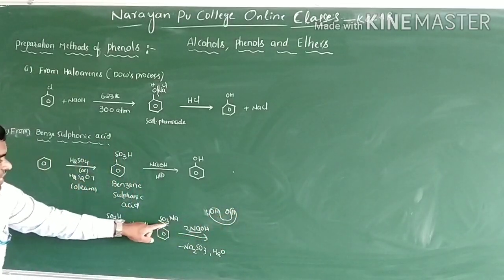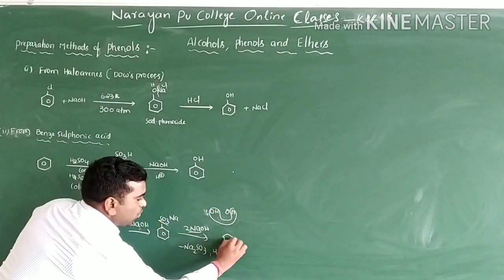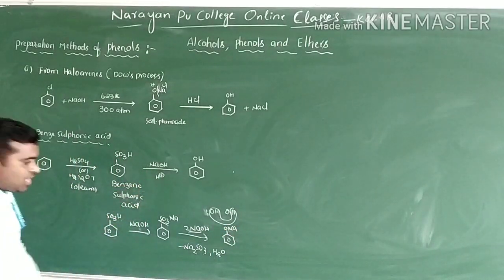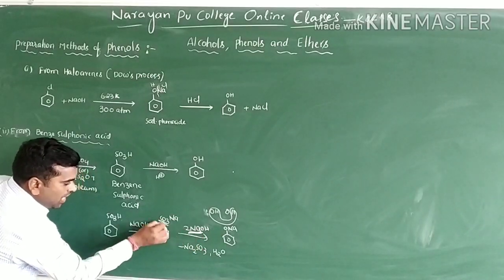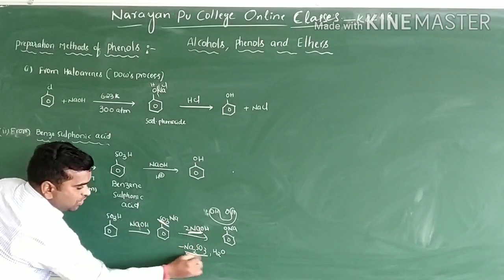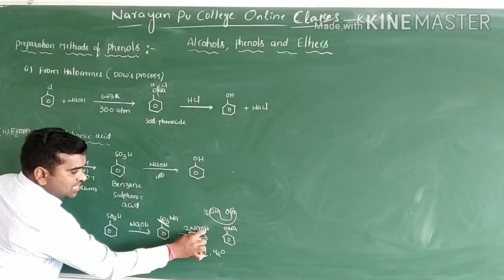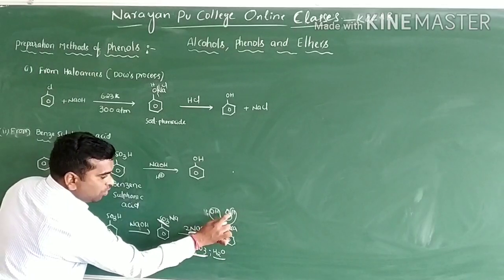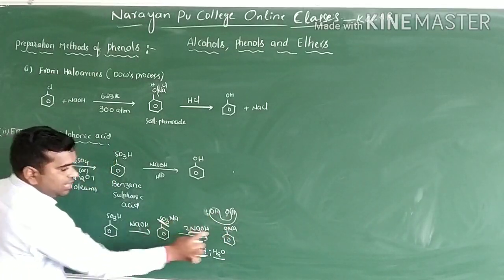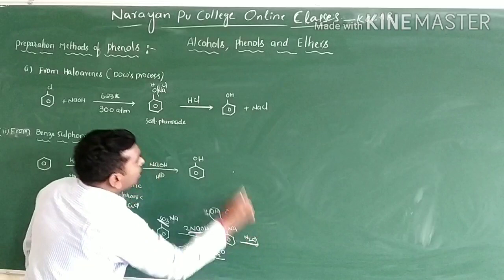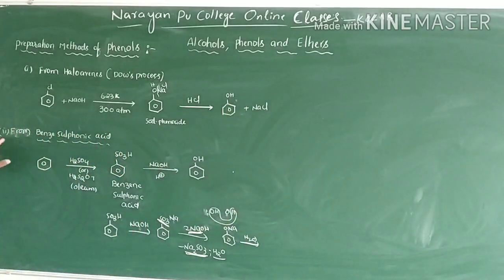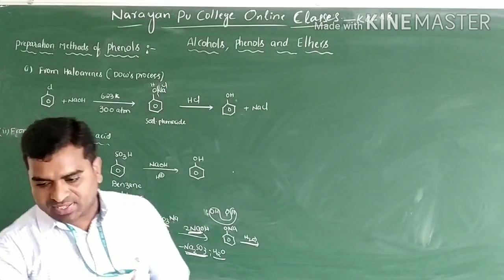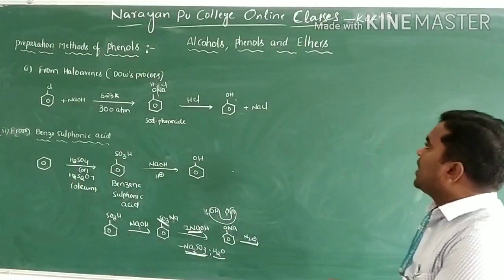ONa will be present here. So that is ONa, followed by hydrolysis. Understood or not? Na2 and SO3 will be removed as Na2SO3, and of the 2 OHs, one H and OH will be removed as H2O. What will be left here? O and Na, ONa. Then do the hydrolysis and you will get OH. This is the preparation of phenol from benzene sulfonic acid.